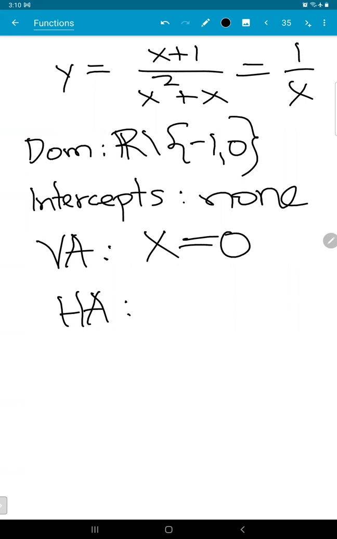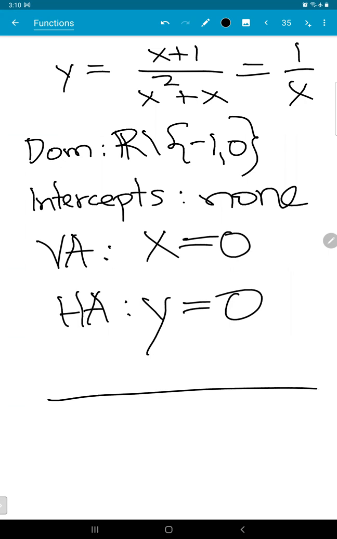And then for the horizontal asymptote, same thing. You compare the degrees. The degree of the numerator is smaller, so it's always y equals 0. And then the sign chart. For the sign chart, okay, it would be better if you use the simplified expression, so as to avoid an additional partition number. Okay, but this is doable using the original expression.